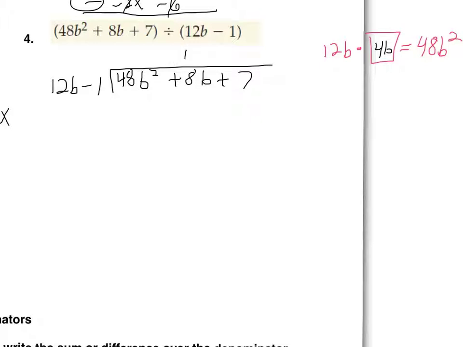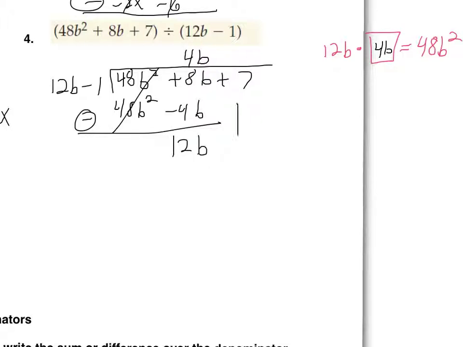So 4b, you can really put it anywhere on top of the line, but usually we put it above its like term partner there. And then we have to multiply this back through, so we're going to get 48b squared. We already know that, that's why we chose 4b. But then you also have to multiply 4b by negative 1. So 4b times negative 1 is negative 4b, and then we'll subtract. The 48b squareds go away. Careful here though, 8b minus negative 4b. 8 minus negative 4 is really 8 plus 4, so we're going to get 12b. And then bring down the 7.